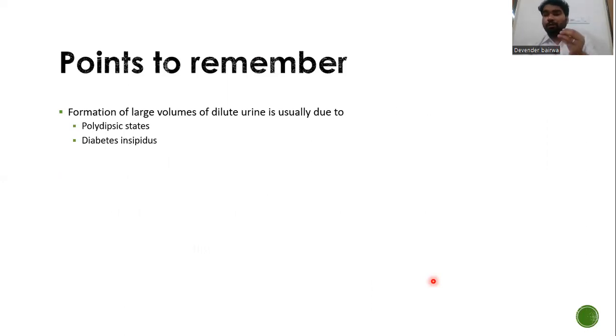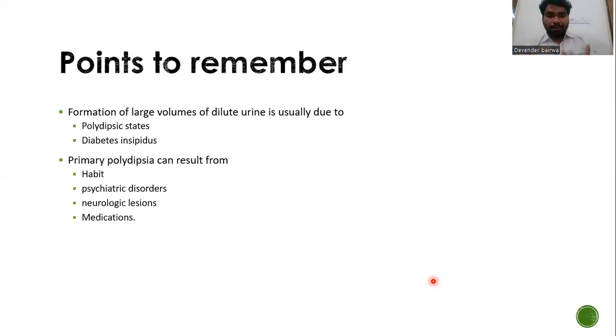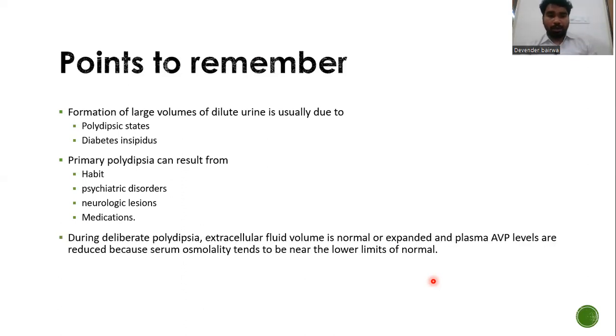Large volume of dilute urine, if it is forming, then either there is a polydipsic state or diabetes insipidus. In case of polydipsia, the patient is having lots of thirst, drinking frequently lots of water. Because the patient is drinking lots of water, blood osmolality is going down. That going down of osmolality will lead to less secretion of ADH, and that means more urine production. More water intake, more water excretion. That is known as polydipsia. So polydipsia can be because of habit, psychiatric disorders, neurological lesions, and medications. In case of polydipsia, generally your ADH levels are either suppressed or normal.